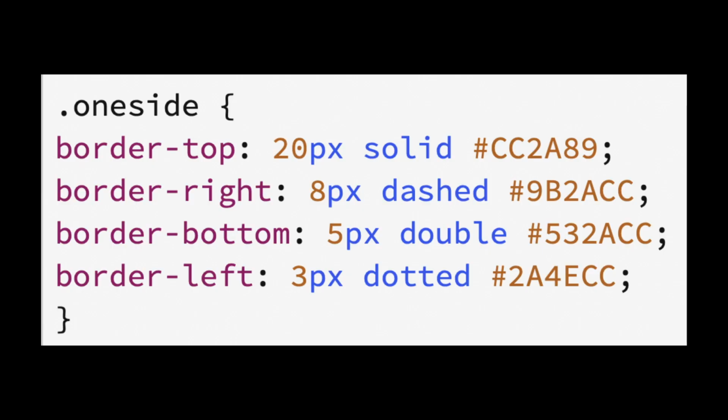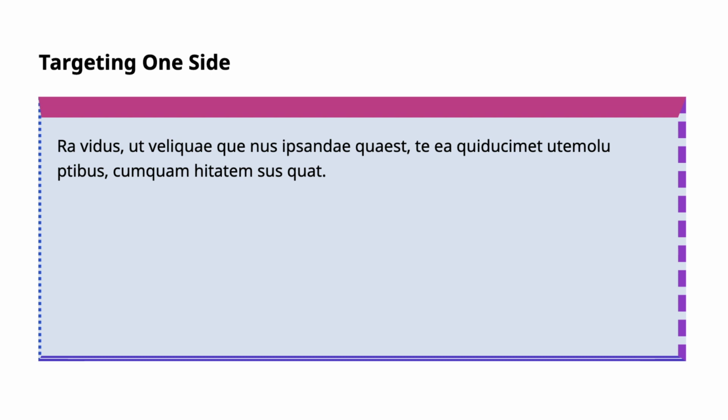In our final example, we show how to use the shorthand to target only one side. In this case, we are giving our top border a 20 pixel wide border that is solid and a magenta color. Our right border is 8 pixels dashed with a violet color, and our bottom border is double and a purple color. And finally, our left border is 3 pixels, dotted, and blue in color. This is how this would display.